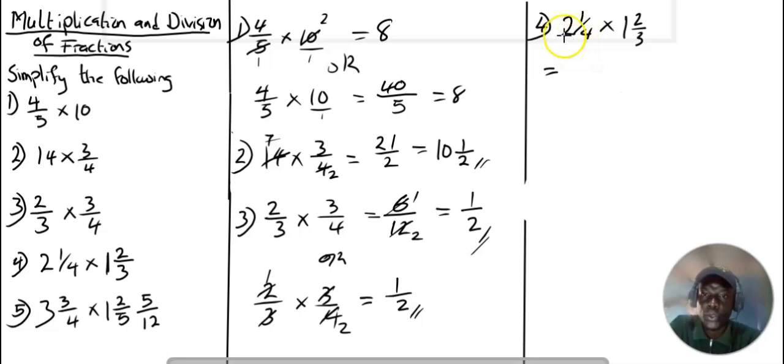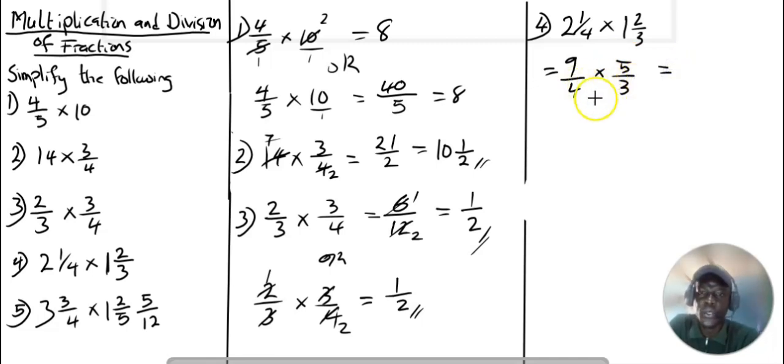Let's go. So converting this to an improper fraction, you have 2 times 4 will give you 8. 8 plus 1 will give you 9. So you have 9 over 4. And 3 times 1 will give you 3. 3 plus 2 will give you 5. You have 5 over 3.